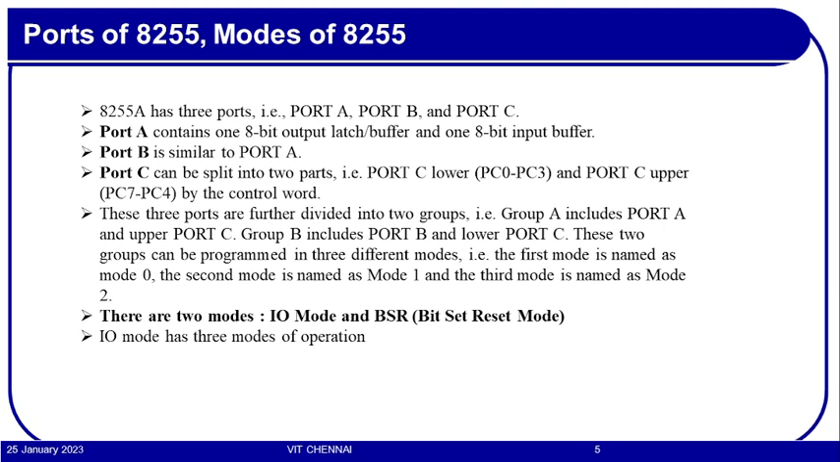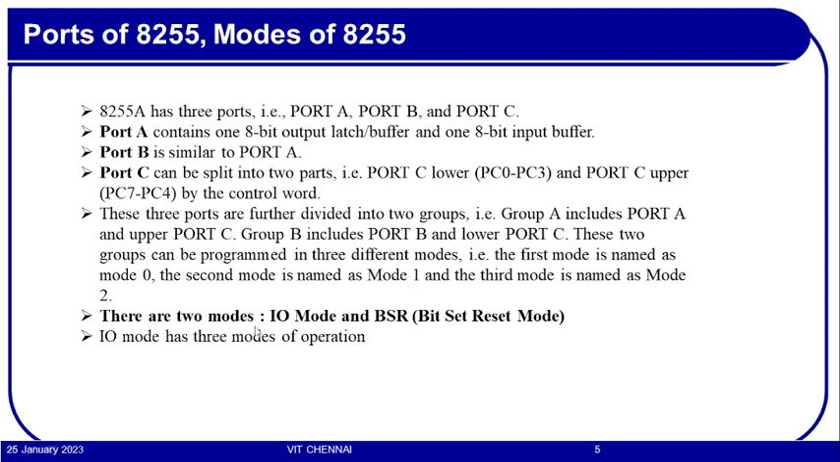Similar to this, port B is also there, and port C is split into 2 parts, port C lower and port C upper. So a lower 4-bit port and an upper 4-bit port. PC0 to PC3, that is pin numbers 0 to 3 of port C, is called the lower port of C, and 7 to 4 are called the higher port of C. The grouping we will see now.